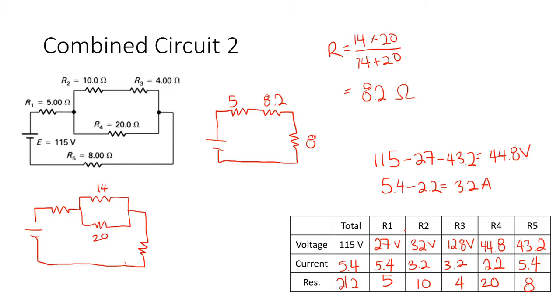Okay. And like I said, my questions could be anything. They could be like, what's the current across R3 or the voltage drop at R5? But when you do this table, you know everything. So you're ready for any question I'm going to throw at you.